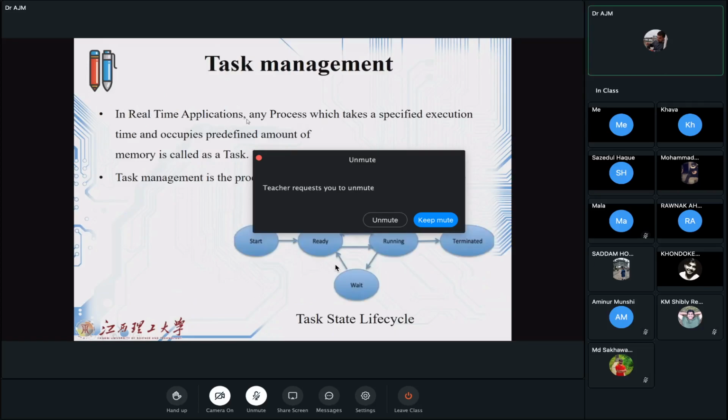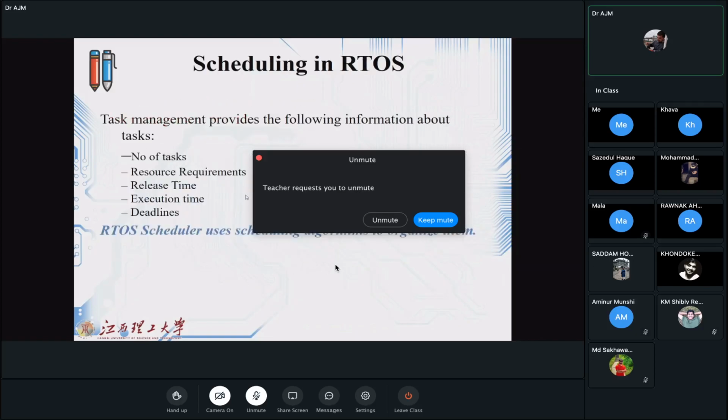Suppose for task management in a real application, any process which takes a specific execution time and occupies a predefined amount of memory, we can call a task. Then task management is the process of management through the life cycle of the RTOS. This task manager will provide some information, such as the number of tasks, resources required, release time, execution time, and deadlines. And the RTOS scheduler can use a scheduling algorithm to organize them.